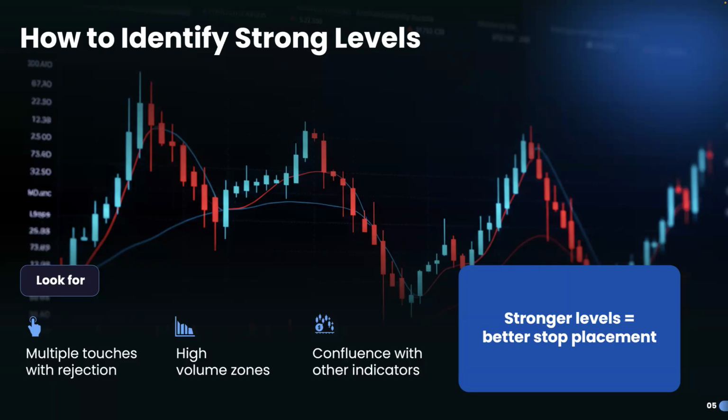Number two, you want to look at high volume zones. Where has the market been? If you see a pivot high or a pivot low, where is that area and what does the volume tell you? If you're looking for a support area, can the volume area show you that it is indeed a valid support area? And then, of course, confluence with other indicators. That's the one I'm just talking about right now.